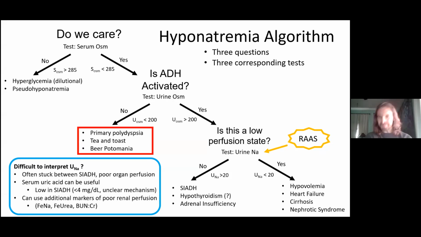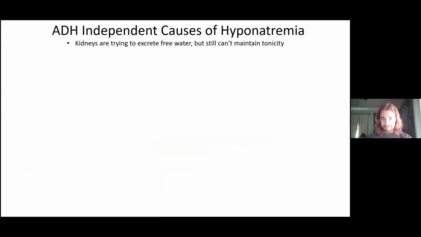Okay, so again, we're gonna look at these ADH independent causes next. I think they are super, super interesting. Because it's a situation where the kidneys are trying to do their very best and they're trying to excrete free water, but they still aren't able to maintain serum tonicity. And fundamentally, what's going on is that there's an insufficient ratio of solute ingestion to free water consumption.